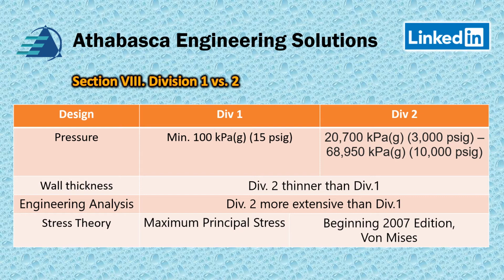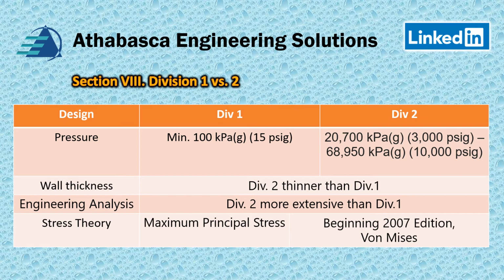Now, the question is, can we use some of the rules for Division 2 for Division 1? Of course we can. Like the NDE section 3, it can be used for certain cases. So anyway, I'll continue. Wall thickness for Division 2, as I said, is thinner, and there's more analysis done, and that's because of modern tools and better NDE and so on. And so Division 2 is more extensive than Division 1.